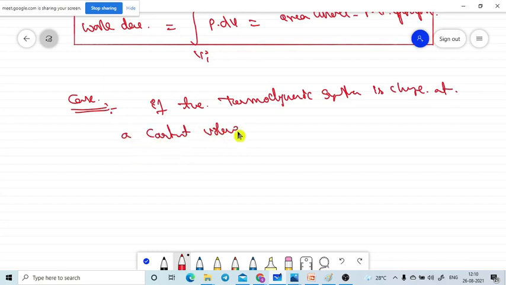So now the question is, what is the dW value? What is the change in work done by the system? Work done by the system is dW, with dP. What is the value? We can take dW equal to P into dV.